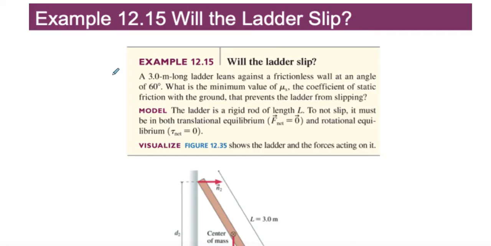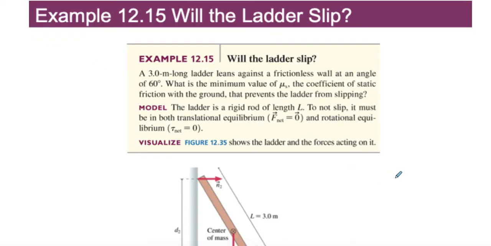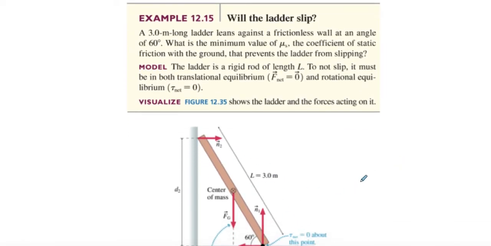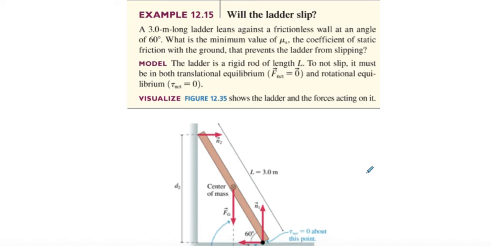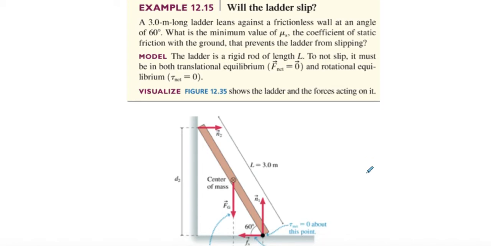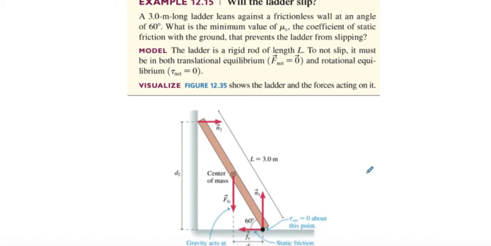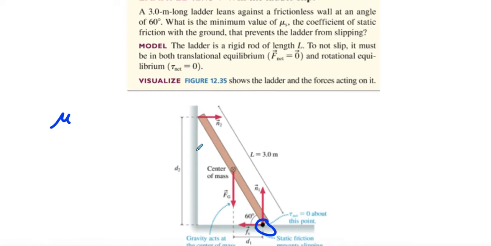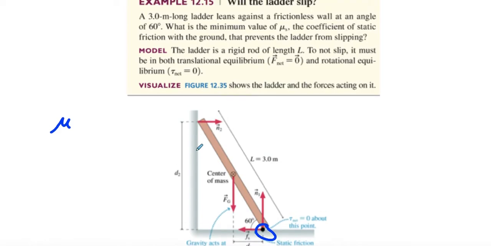All right, so an example of a problem here. Will the ladder slip? Here's a ladder. It's 3 meters long. It's against the wall at an angle of 60 degrees. We have to figure out the minimum coefficient of friction on the floor, looking down here, in order for the ladder not to slip.